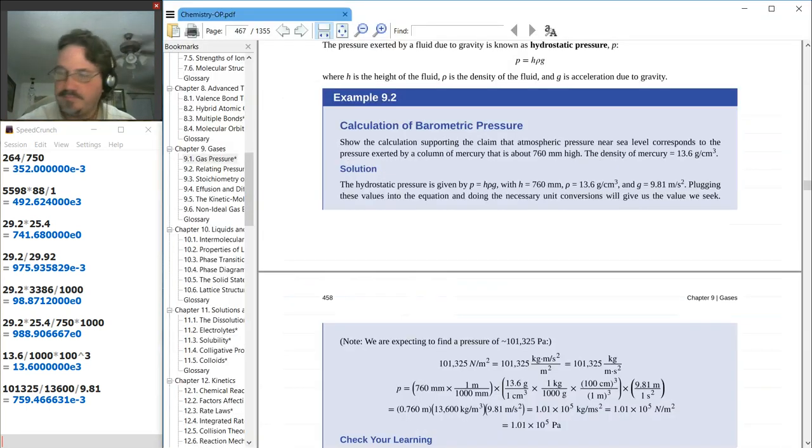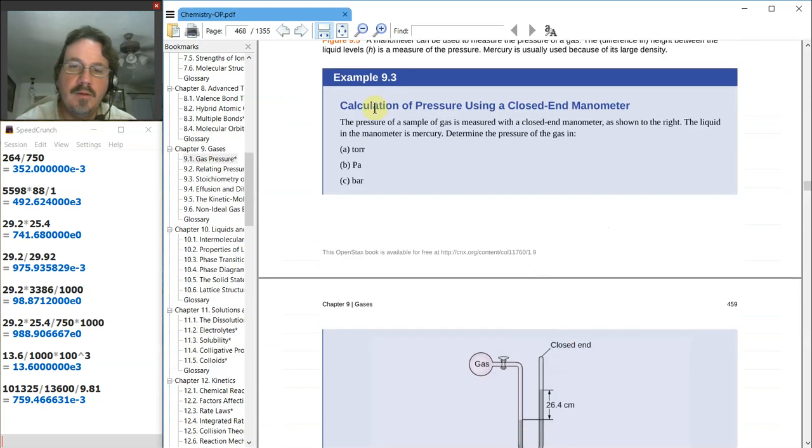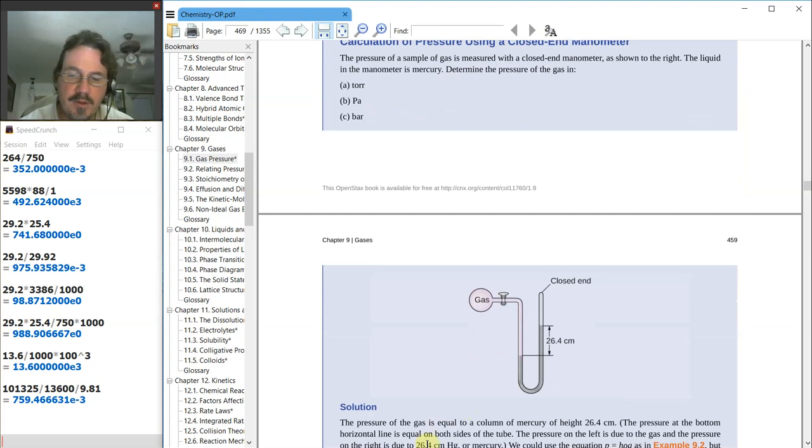9.3. The pressure of a sample of gas is measured with a closed-end manometer. Makes it a little easier, right? As shown to the right, as shown down here. The liquid is mercury. What's the pressure of the gas? And they want it in torr and pascals and bar. All right, and there it is.